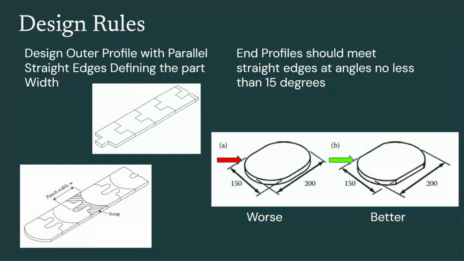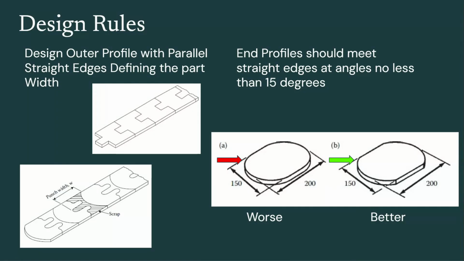Now I'm going to go over some design rules for sheet metal fabrication. This is by no means a definitive list, but here are some of the highlights from Boothroyd and Dewhurst. The first is to design outer profiles with parallel straight edges defining the part width. This allows the parts to be manufactured more easily using cutoff and part-off methods, as well as the blanks coming off of a coil and just moving through the manufacturing process with less scrap and more efficiency.